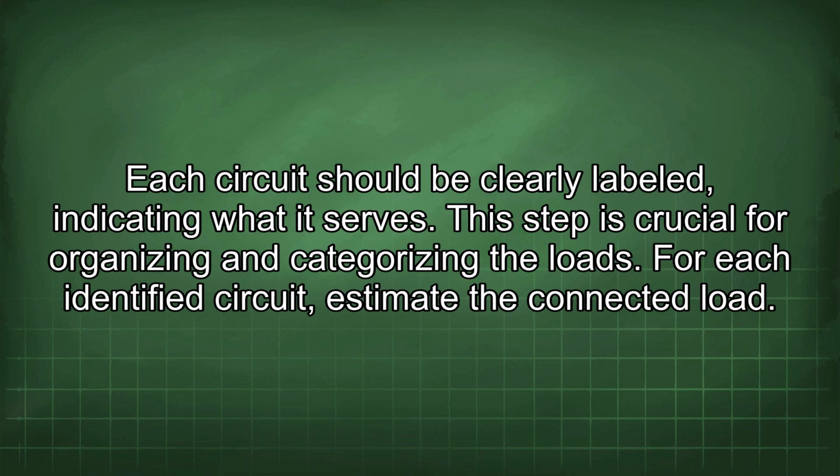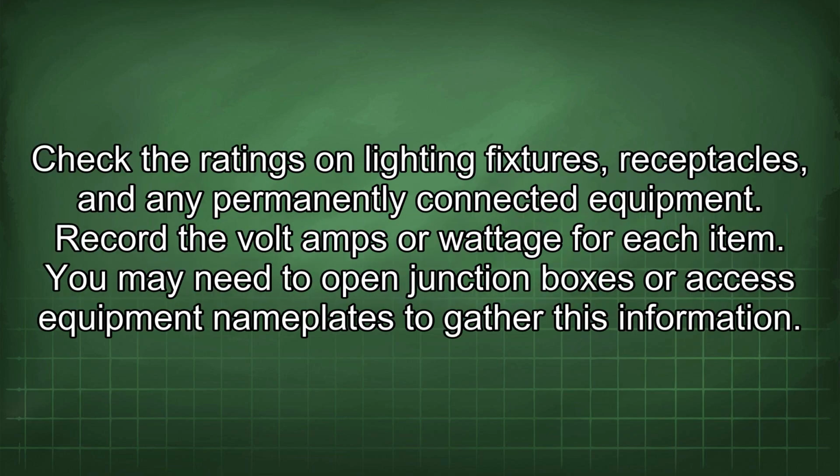For each identified circuit, estimate the connected load. Check the ratings on lighting fixtures, receptacles, and any permanently connected equipment. Record the volt amps or wattage for each item. You may need to open junction boxes or access equipment nameplates to gather this information.